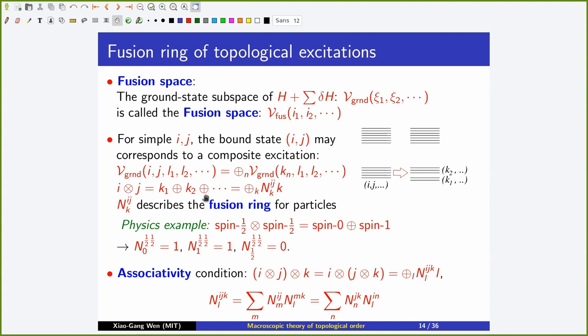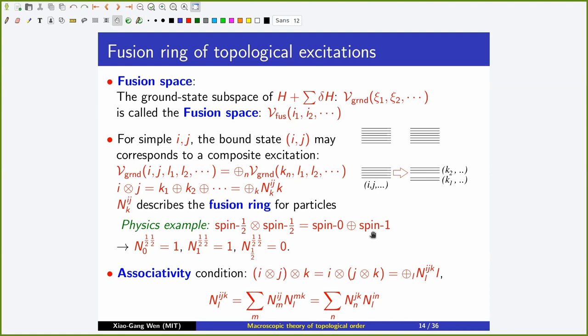This is really the notion that the bound state of two excitations is in general composite. It's not like an electron and a proton giving a hydrogen, where they're all simple: electron simple, proton simple, hydrogen simple. But in general, the bound state of two excitations is composite. Usually the example is a spin one-half and a spin one-half. Their bound state is a composite of a spin zero and a spin one.